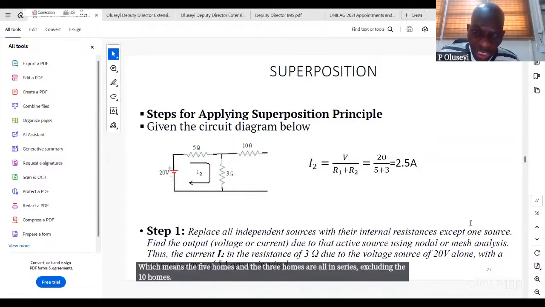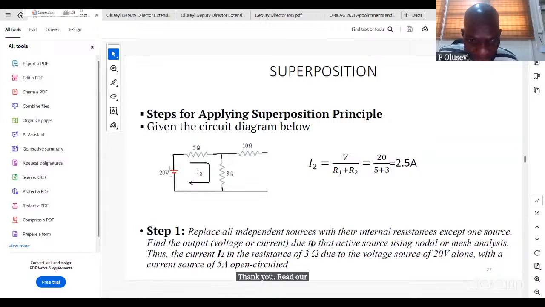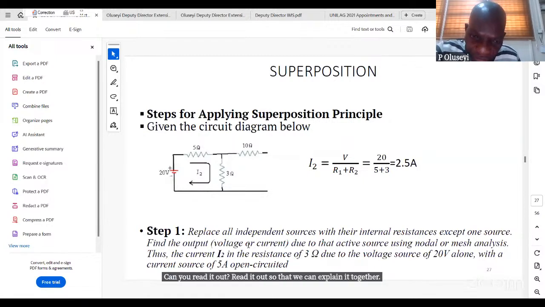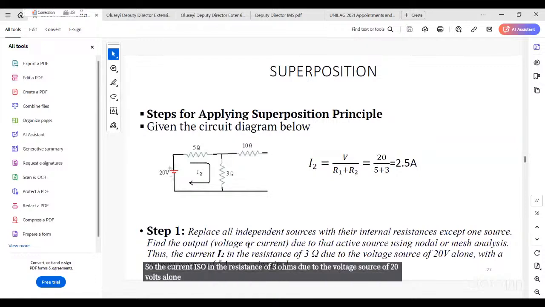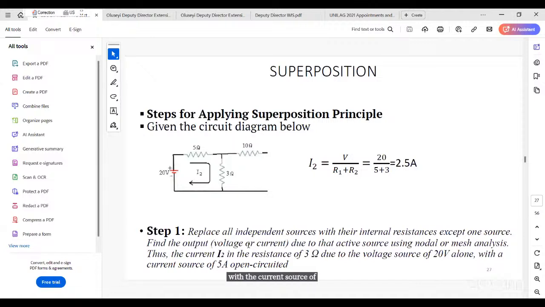Read out your statement, Adebisi, so that we can explain it together. Step one: replace all independent sources with their internal resistance except one source. Find the output voltage or current due to that active source using nodal or mesh analysis. Thus, the current I2 in the resistance of 3 ohms due to the voltage source of 20 volt alone, with a current source of 5A open circuited.